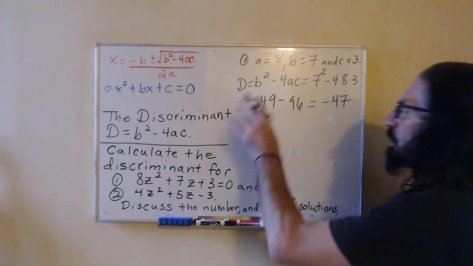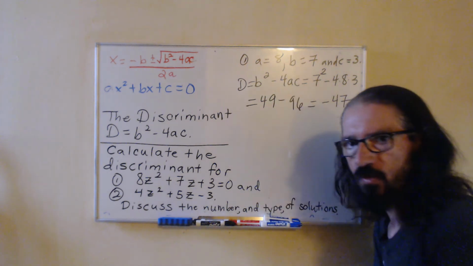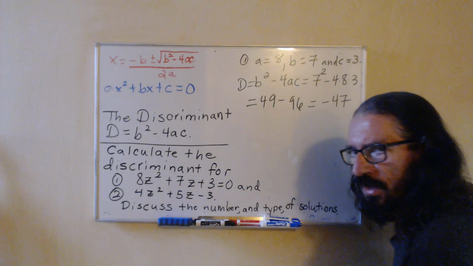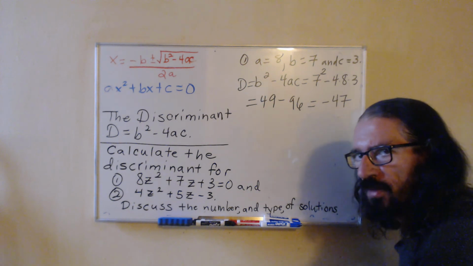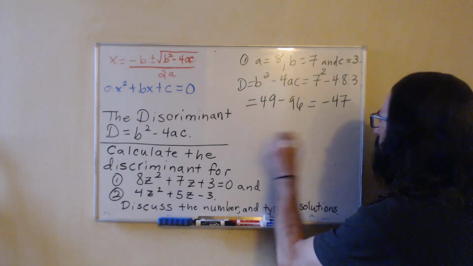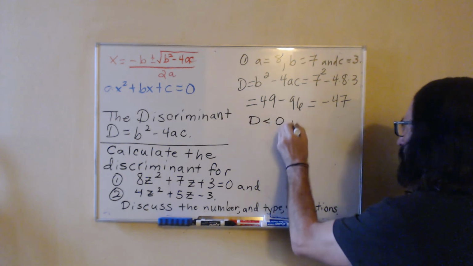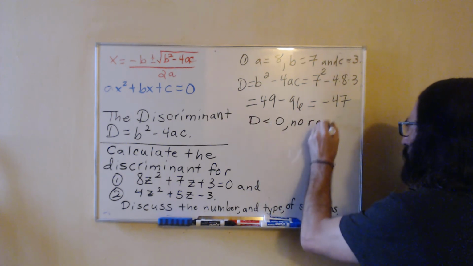If we were continuing to solve the equation, then having a negative under a square root, there would be no real solutions. So since D is negative, no real solutions.